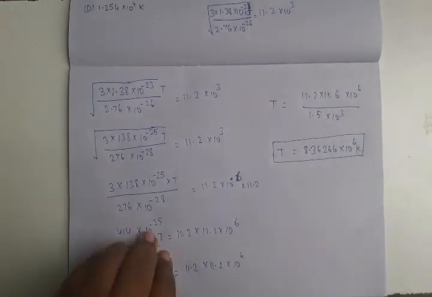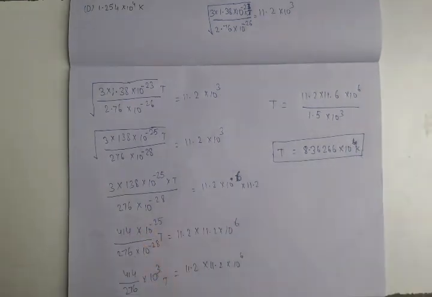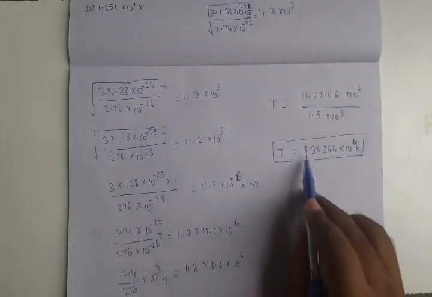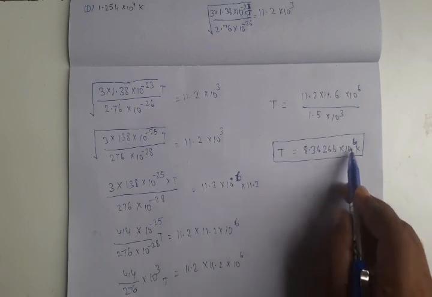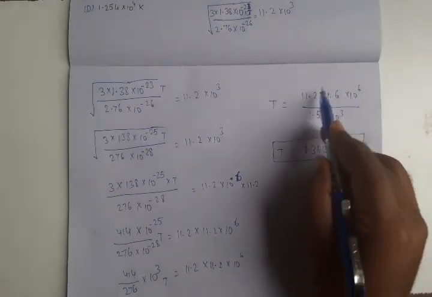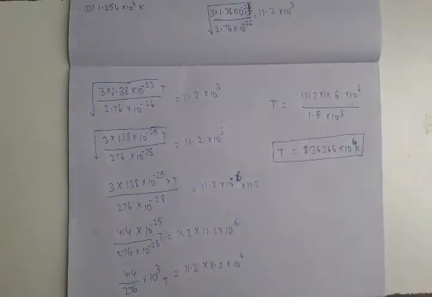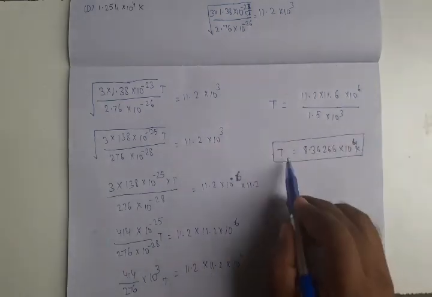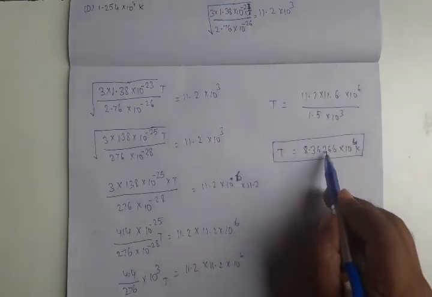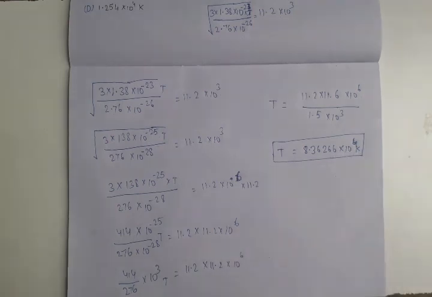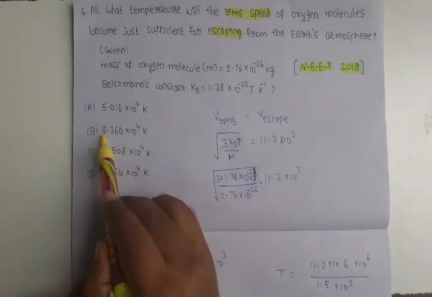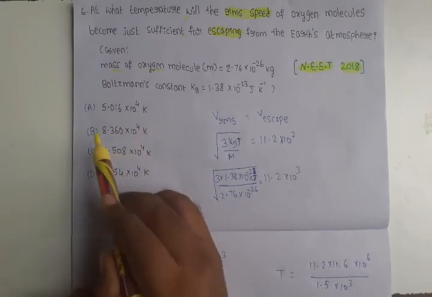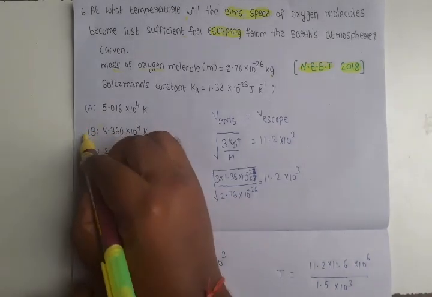See the options. So answer is 8.36266 into 10 to the power of 4 K. If you want to, you can calculate this value. Okay, try to calculate. I have almost simplified this calculation. You can find only this value. Its temperature T equal to 8.36266 into 10 to the power of 4 Kelvin. So 8.36 into 10 to the power of 4 Kelvin is the correct option.